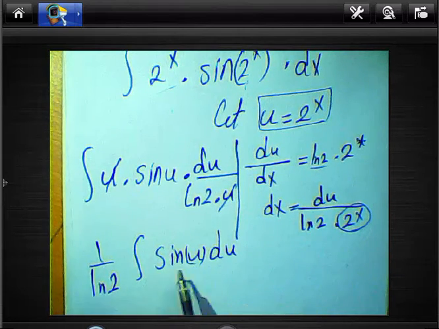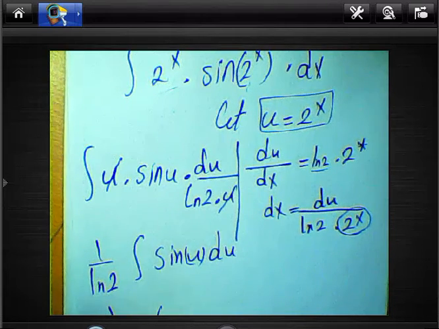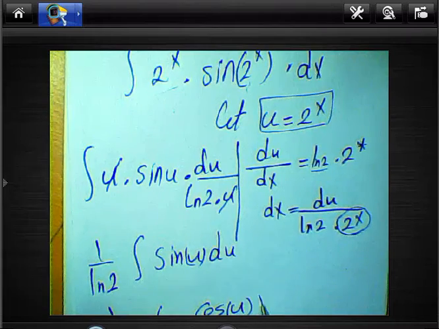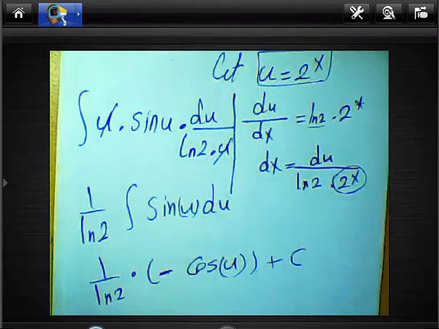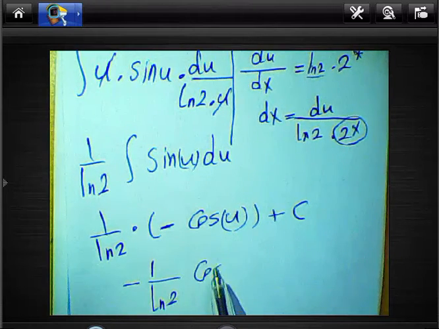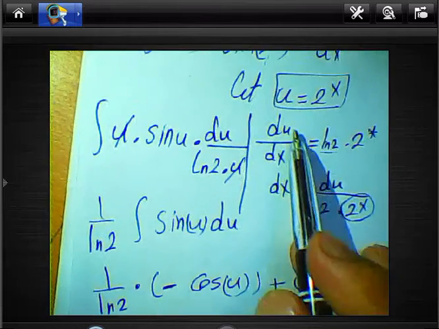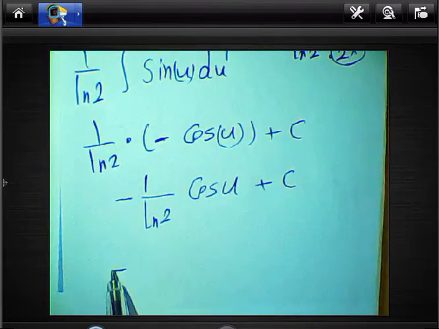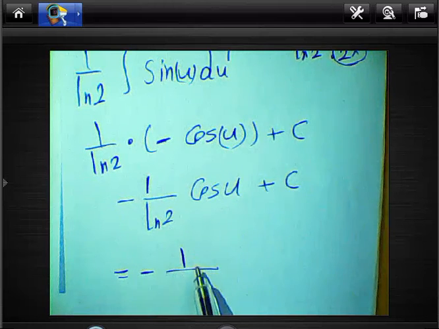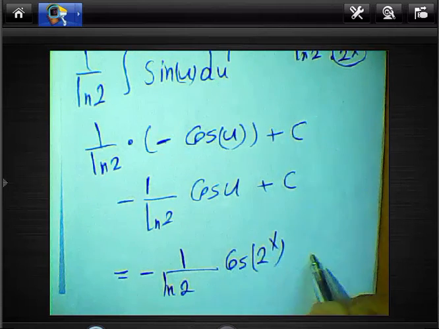We know the integration of sine will be negative cosine, so we have 1 over ln 2 dot negative cosine u plus constant. Okay, so the result will be negative 1 over ln 2 cosine u plus constant, and we can replace u and write 2 to the power x. Then the result will be negative 1 over ln 2 cosine 2 to the power x plus constant.